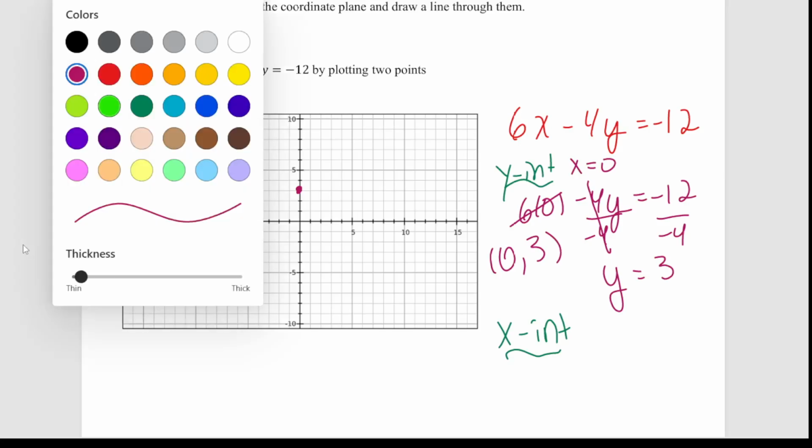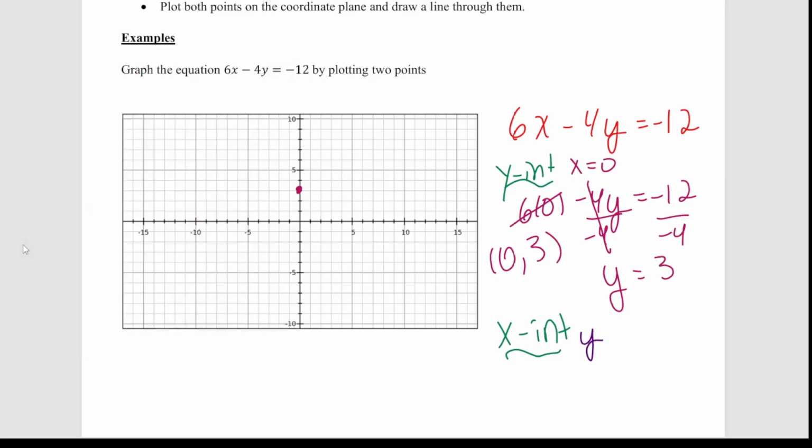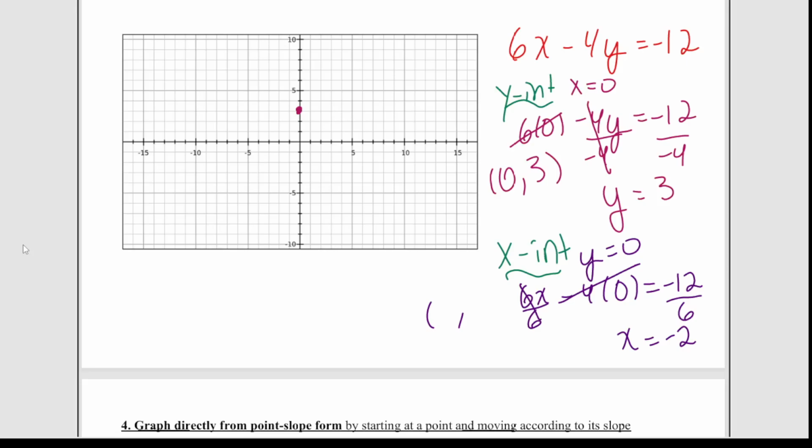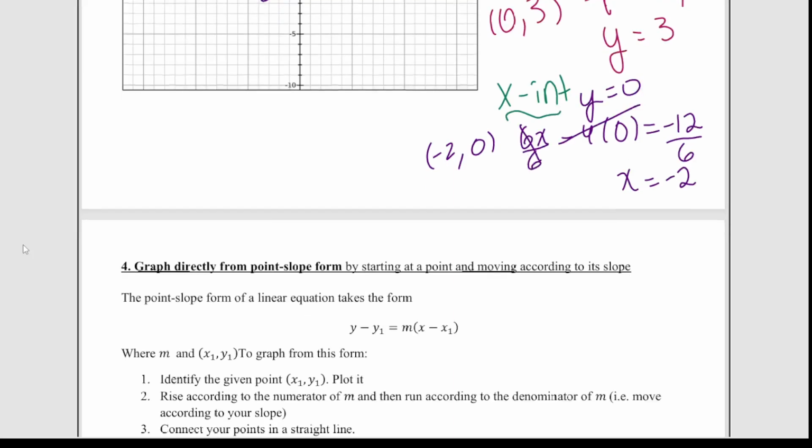For the x-intercept, I'm going to do a similar process, but I'm going to plug in y is 0 instead. So I'll have 6x minus 4 times 0 is equal to negative 12. Then anything times 0 is just 0, and as a last step I would divide both sides by 6. 6 divided by 6 is 1, and I'm left with x is equal to negative 2. So (negative 2, 0) is the point I just found, plugging in y is 0 to find the x. And then when I connect them, that is our nice line.